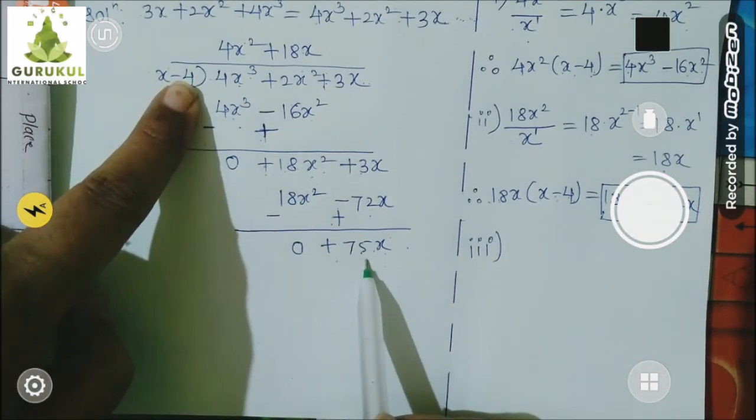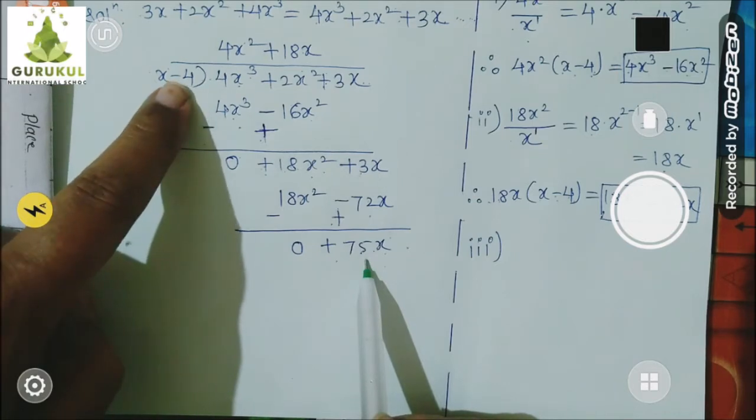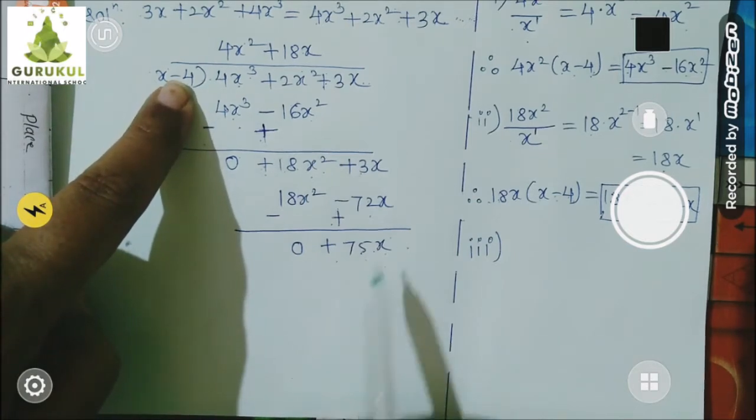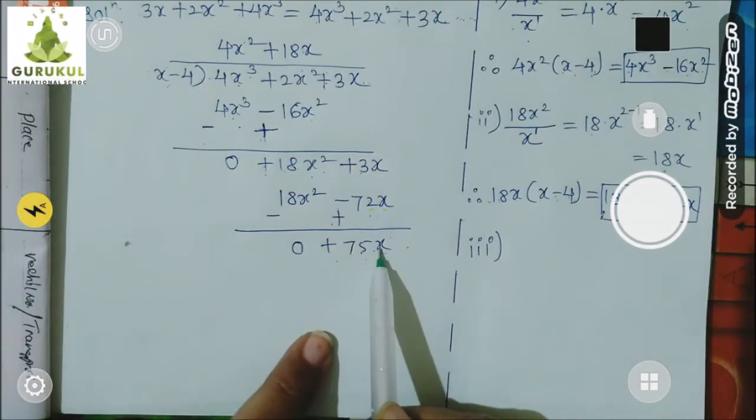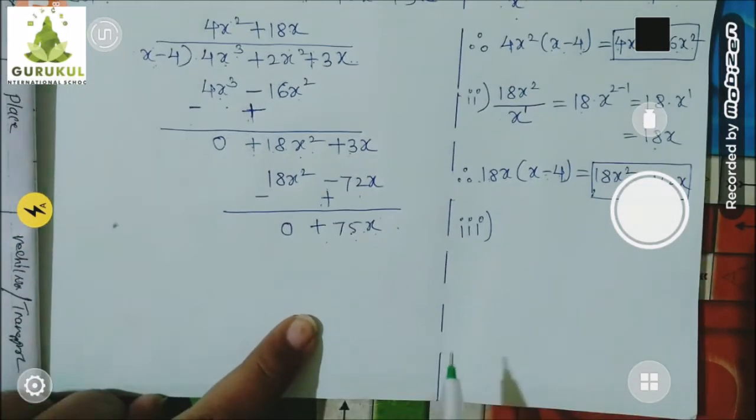In that case, you can stop your division. But here, the degree of this polynomial is 1, and the degree of this polynomial is 1. So we can continue our division. Okay, so let's continue the division.